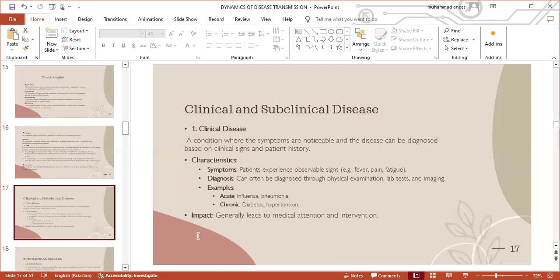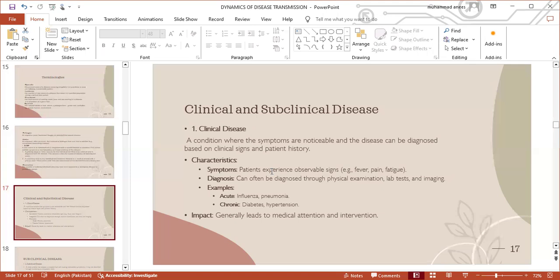Now, moving on to clinical and subclinical disease. The clinical disease is a condition where the symptoms of a disease are noticeable and the disease can be diagnosed based on clinical signs and the history of the patient. The characteristics of a clinical disease are that the patient experiences observable signs, for example, fever, pain, myalgias, fatigue. Diagnosis can often be through physical examination, lab tests, or imaging.